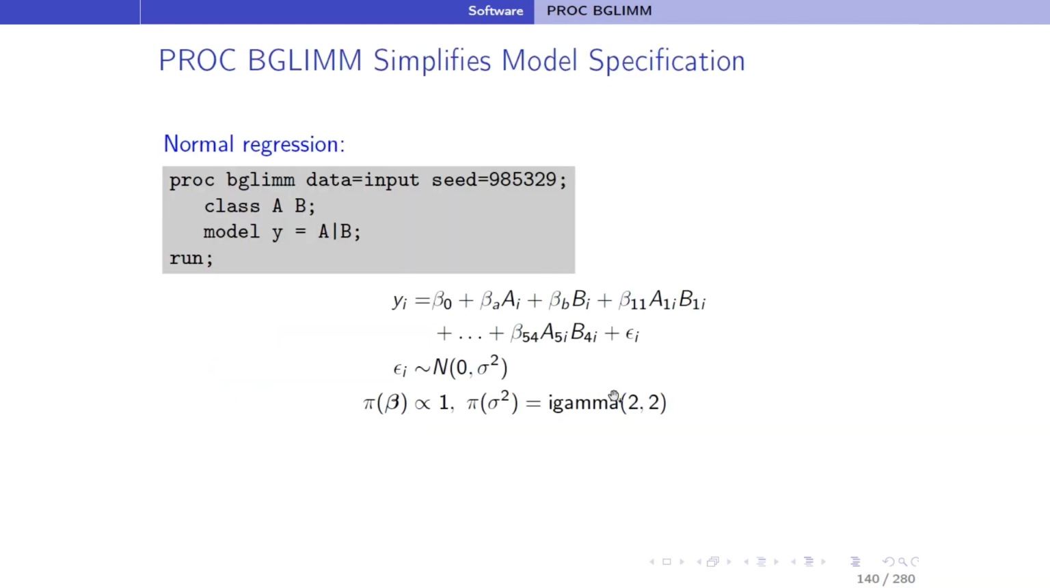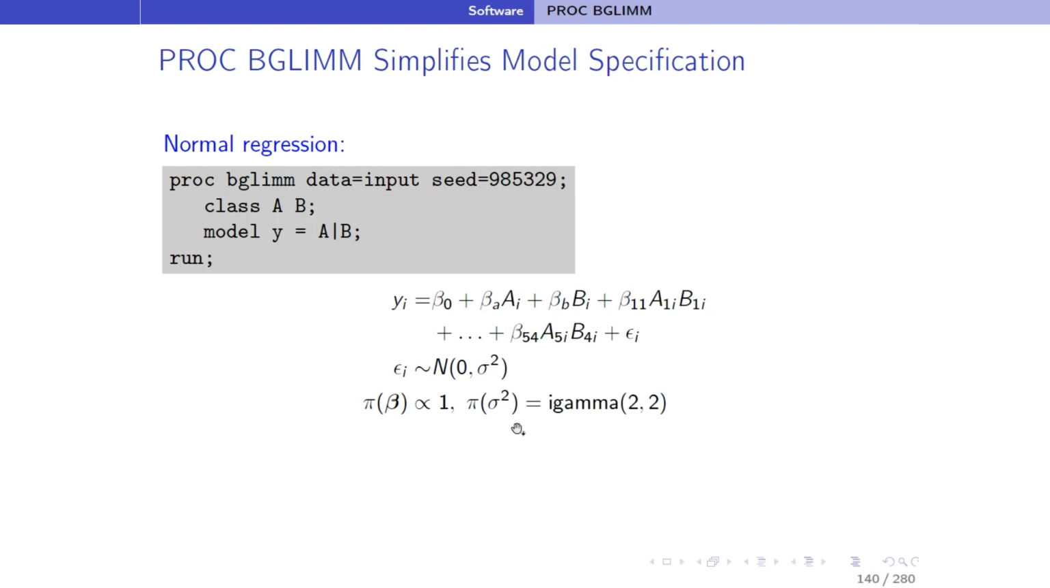Here are some examples. It simplifies model specification, and we start with a simple linear regression with all interactions between two class variables A and B. This is familiar, standard SAS syntax for a regression model with A|B, the interaction between categorical variable A and categorical variable B. In PROC BGLIMM, you have the input data set and a random seed. The random seed is for reproducibility, because if you run twice you want the same numbers. Otherwise, the random number generator uses different seeds and you'll get different numbers, but distribution-wise they should be the same.